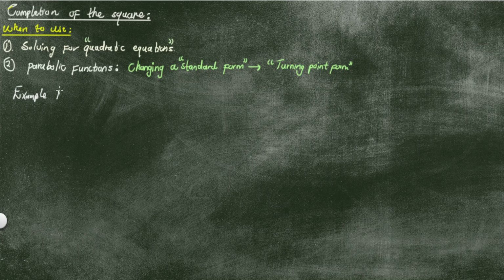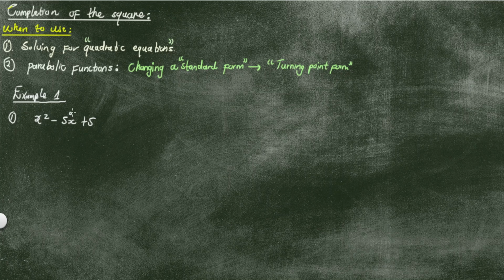So example number 1. We have x squared minus 5x plus 5. This is an expression. Complete the square for this expression. Simplify by completing the square. So how do we complete the square?